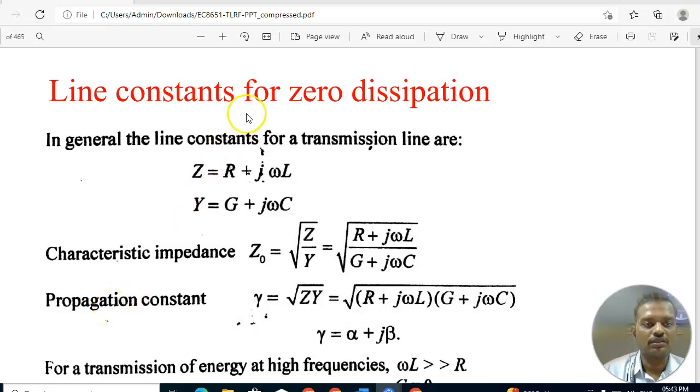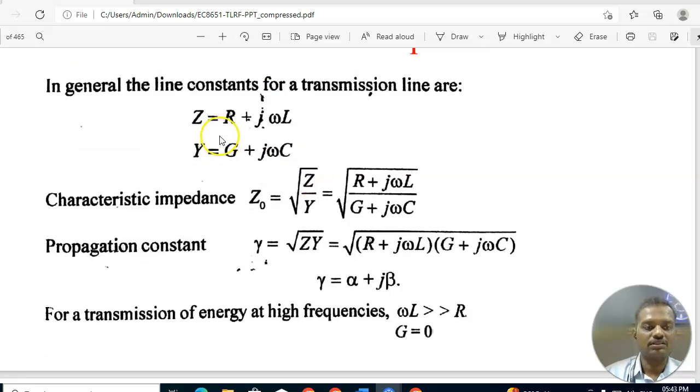So now the line constants for a zero dissipation line. As we all know, Z equals R plus j omega L and Y equals G plus j omega C. These are the two general line constants for a transmission line. We know the characteristic impedance Z0 is equal to the square root of Z by Y, and the propagation constant gamma is equal to the square root of Z times Y.